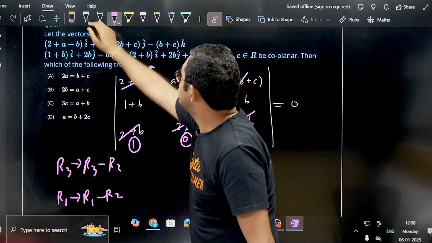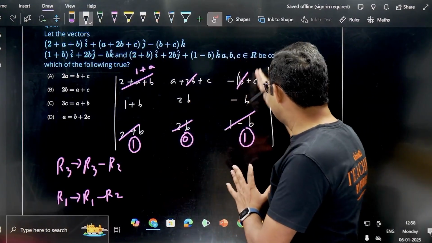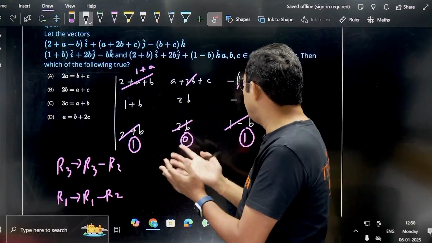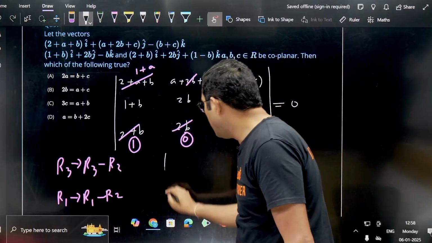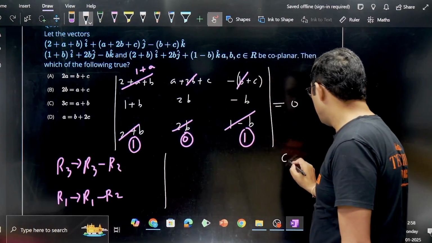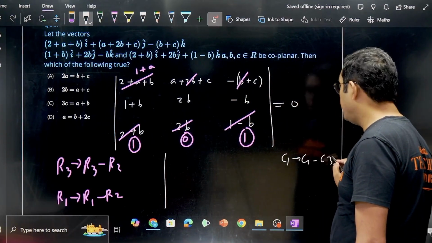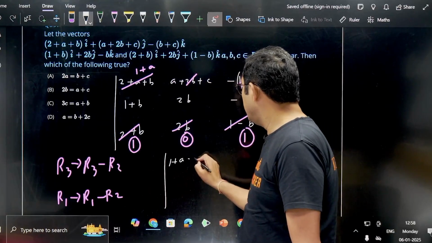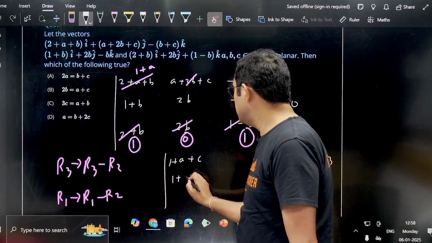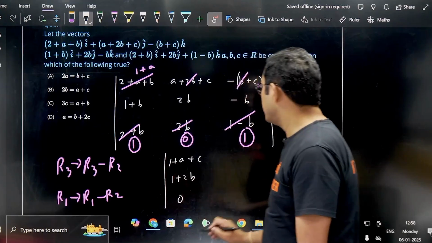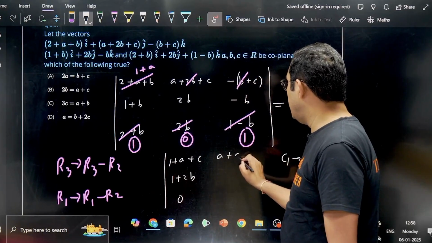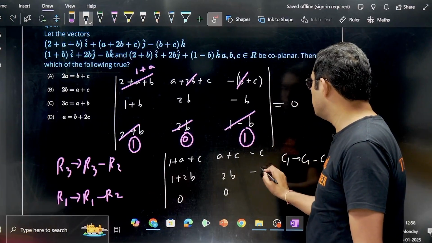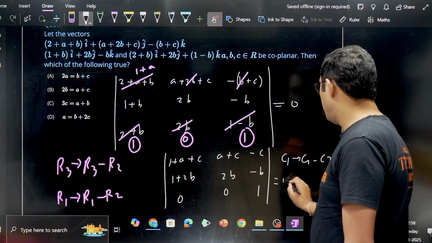Now we can use another property because there is one more 1 here. Maybe I can subtract column 1 from column 3. I am writing it here. So this will be 1 plus a plus c. This will be 1 plus 2b and this will be 0 here. These two things will not change. A plus c, 2b, 0, and that will be minus c, minus b and 1. That will also be equal to 0.